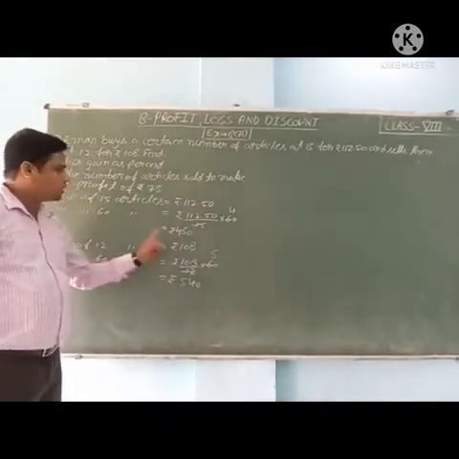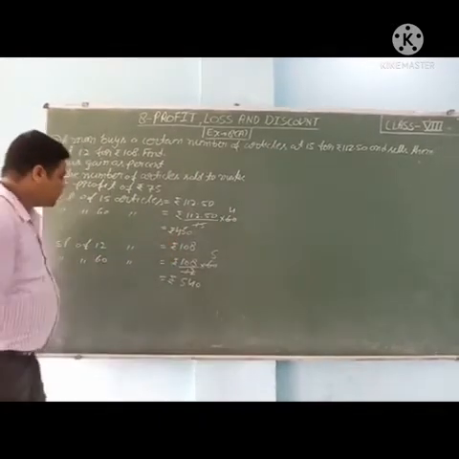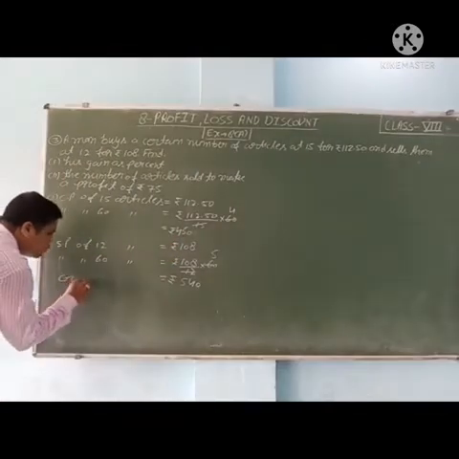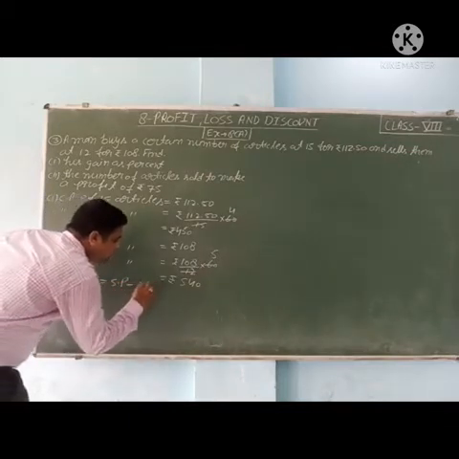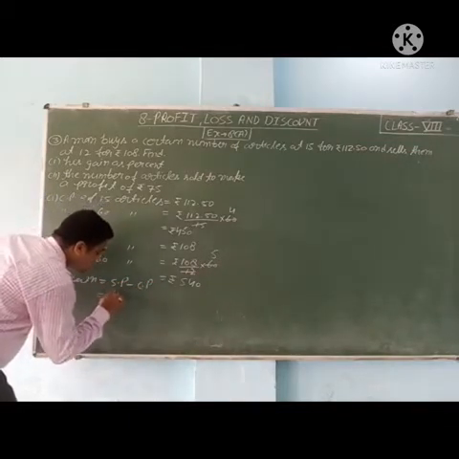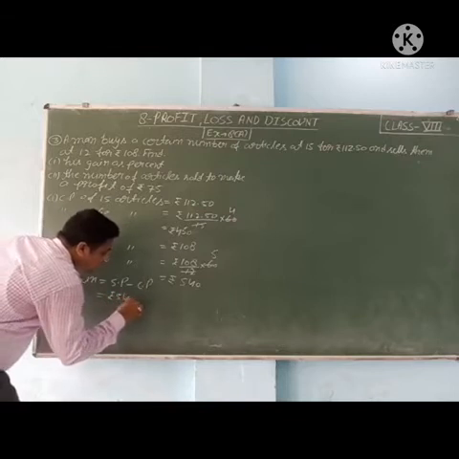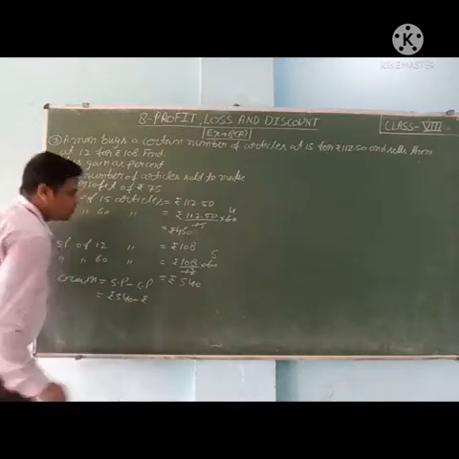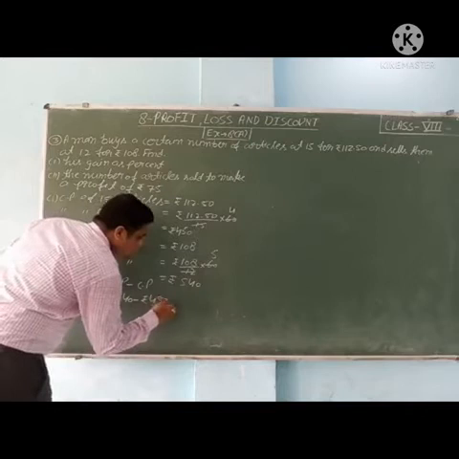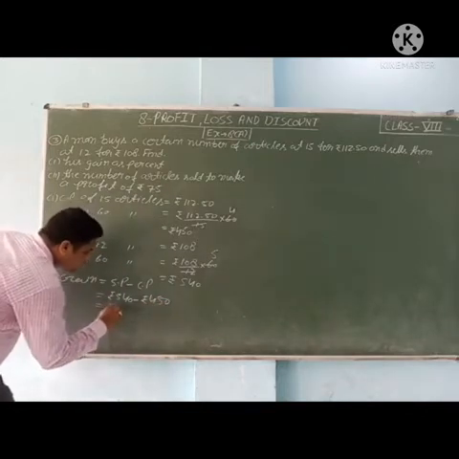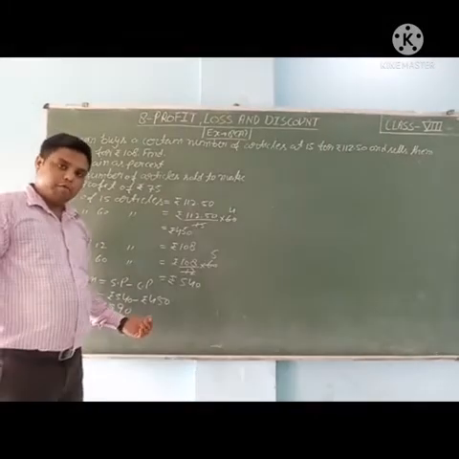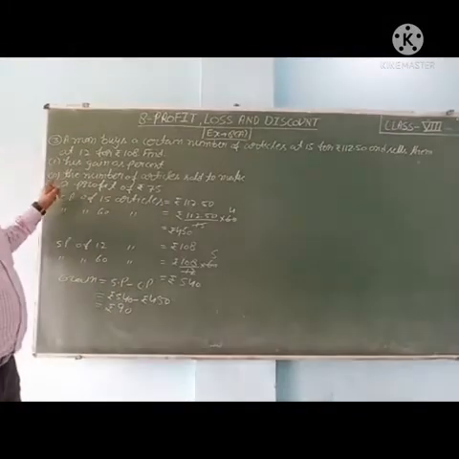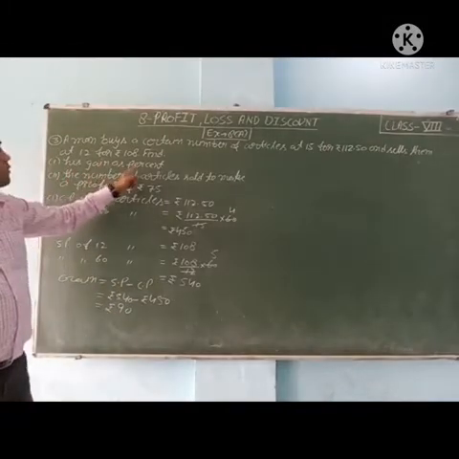CP of 60 articles is 450. So it means gain is equal to SP minus CP, is equal to rupees 540 minus rupees 450. It means it is equal to rupees 90. So 90 is the profit. So we have to find the gain as percent.